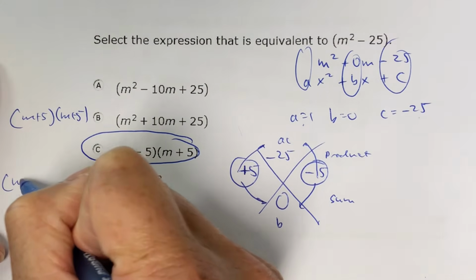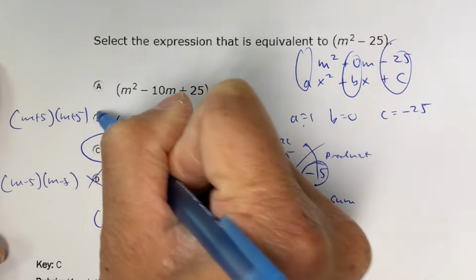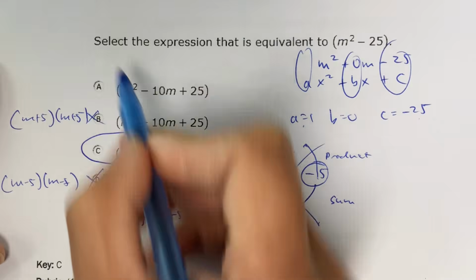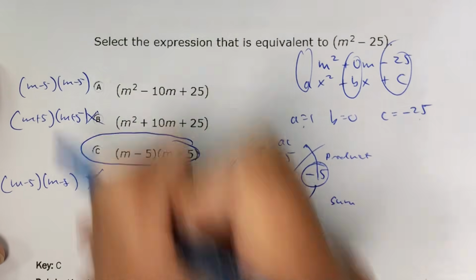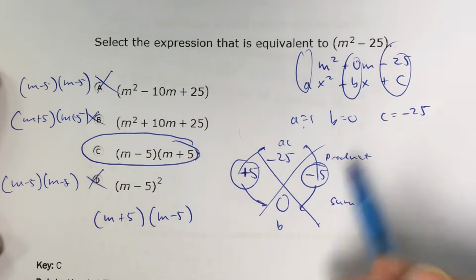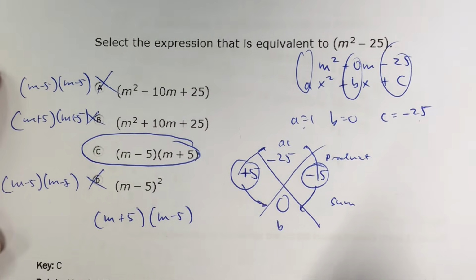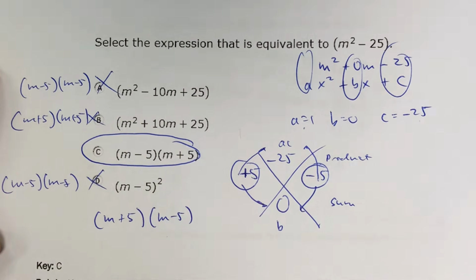This one is just m minus 5, m minus 5. There's two of them, they put them together. That would be incorrect. And if you actually multiply those out, that would be the same as the one up here. So use some kind of method. Some teachers use guess and check. I use the Xbox method. And then again, you can always just use FOIL to check your answer to get m squared minus 25.